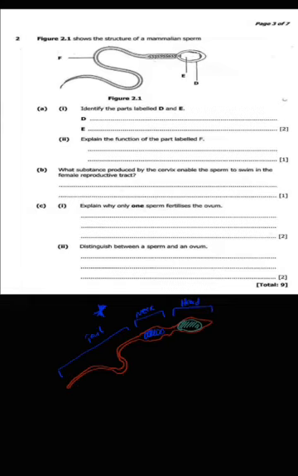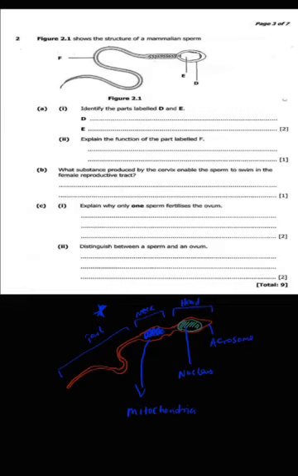Now, the head has two parts. We have this part, which we are calling the acrosome, and it has also this part here, the green shaded part. This is called the nucleus. Then the neck region, you can see these things here. So this is the mitochondria. Then this part is the tail.